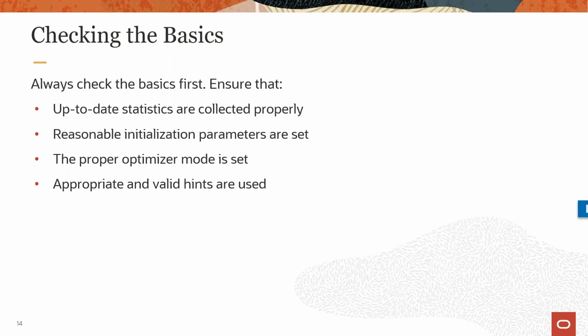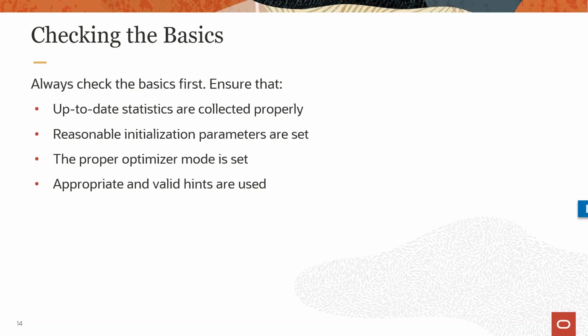Now, first of all, checking the basics. That's always one of the first things that you need to check. First of all, make sure that the optimizer statistics are available and that they are up to date. Also check your parameter settings.